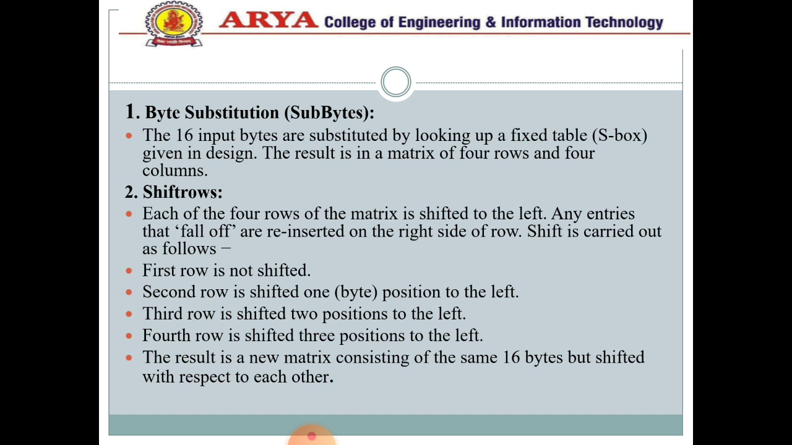Now the second step of a round is the shift rows. Each of the 4 rows of the matrix is shifted to the left. The first row is not shifted, the second row is shifted one byte position to the left, the third row is shifted two positions to the left, and the fourth row is shifted 3 positions to the left. The result is a new matrix consisting of the same 16 bytes but shifted with respect to each other.